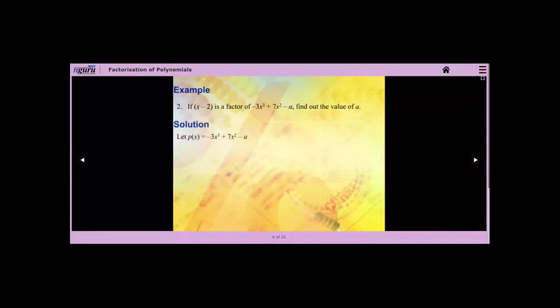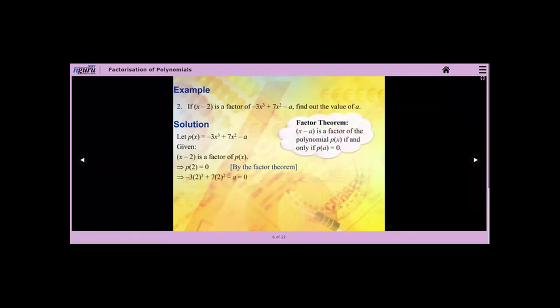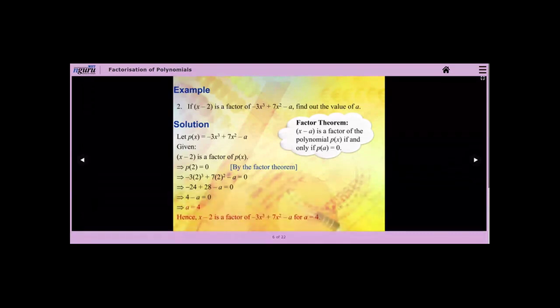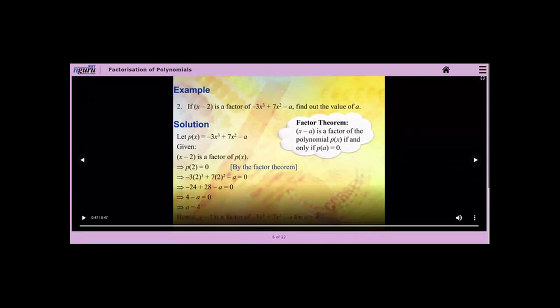Let the given polynomial be p of x. It is given that x minus 2 is a factor of the given polynomial. By the factor theorem, it can be written as p of 2 equal to 0. Replace x by 2 in the equation as shown. Simplifying further, we get the value of a as 4. Hence, x minus 2 is a factor of the given polynomial for a equal to 4. Your answer is correct.